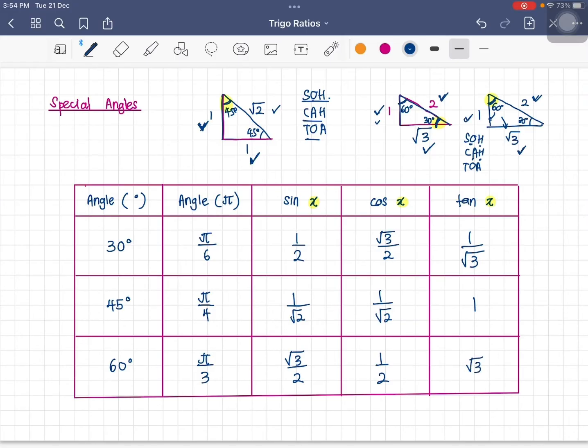So we are done with the sine, cos, and tangent of the special angles 30, 45 degrees, and also 60 degrees. So remember, I repeat, you start with 1, 1 for 45 degrees. And then you start with 1, 2 for the 60 and 30 degrees. Remember, 1, 2. All right, so that's it for this one.